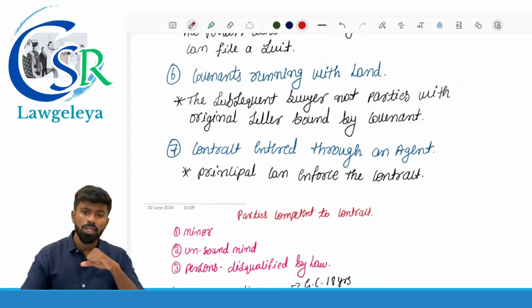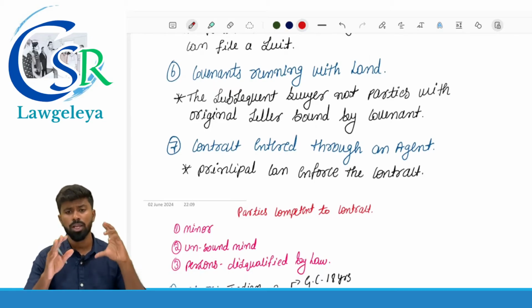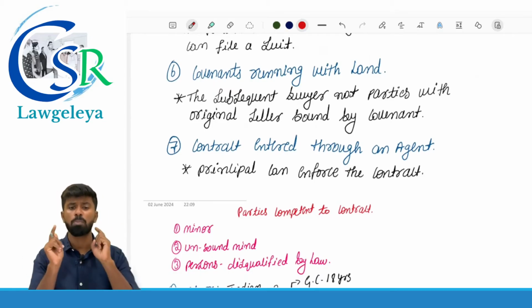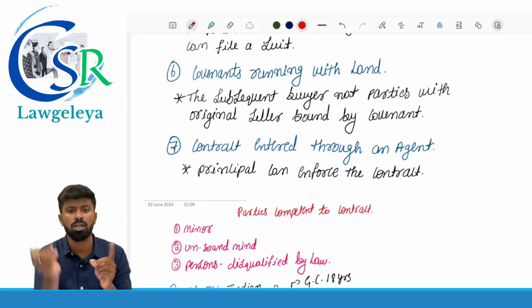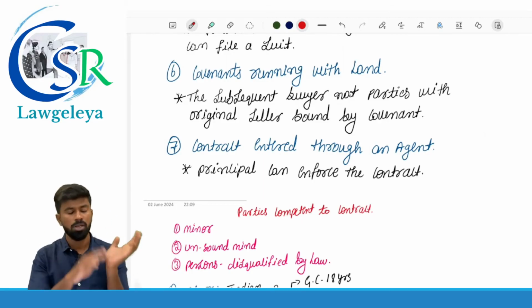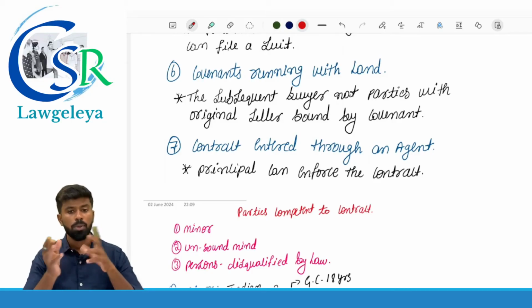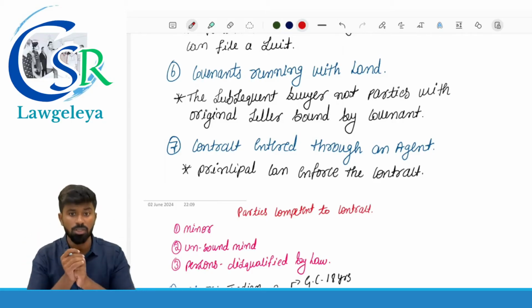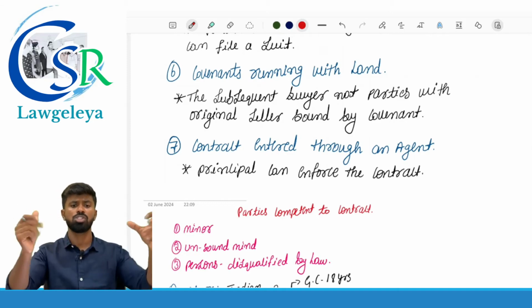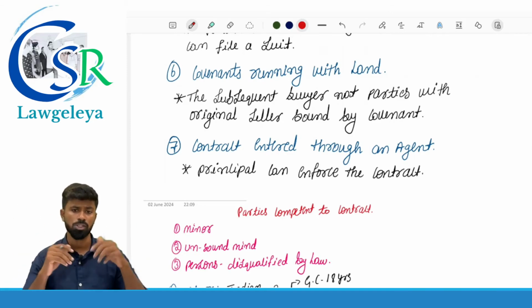Next one, contract entered through an agent. Obviously, any contract made through an agent, there will be a privity of contract between the principal and the third party. Who can file a case? Principal can file a case against the third party to recover the money to be paid to him. So these are the 7 exceptional cases where who can file a case? A stranger or a third party can file a case against the parties to a contract.